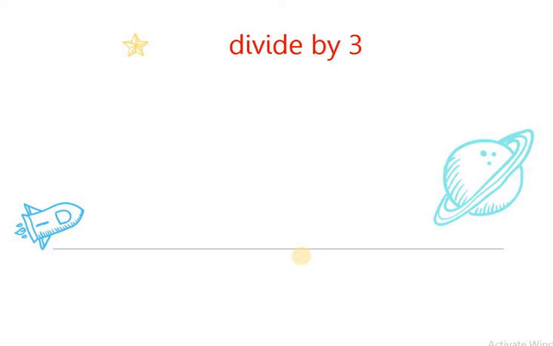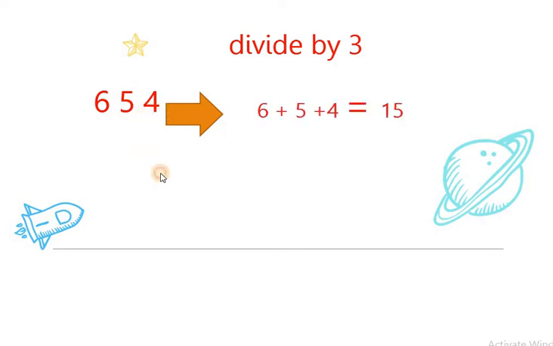Okay, let's see some points we have studied before in year 4. When I have a number like 654, I want to know when I can divide it by 3. The number starts with an even number in the unit place, so I can divide it by 2, and also I can divide it by 3. How do I know this? If I add all the digits together, 6 plus 5 plus 4, the result is 15.